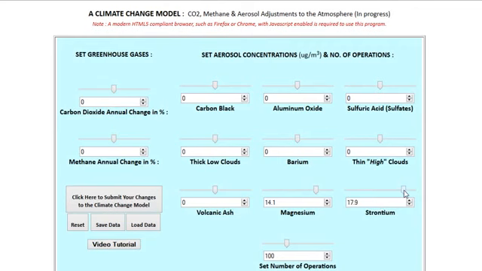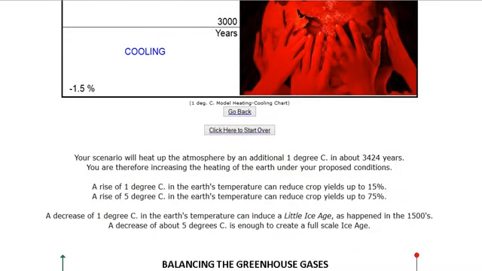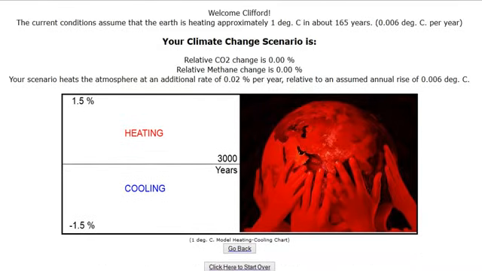And strontium is in the same general class as barium. The specific heat of that is very low, and so you expect to have a likely heating impact from that.